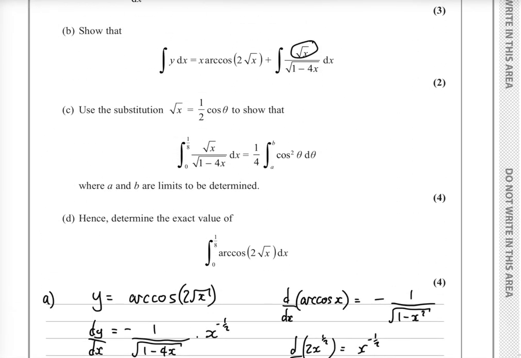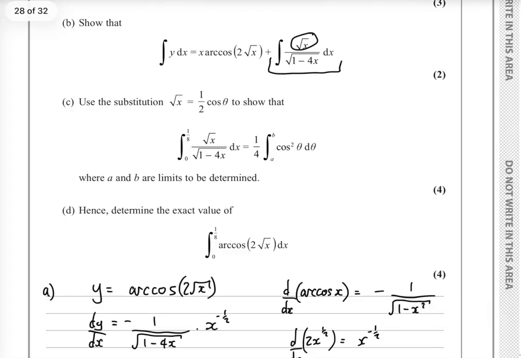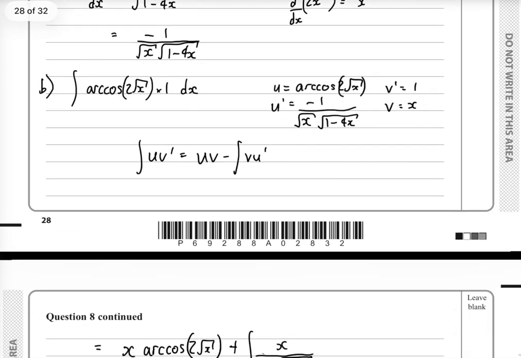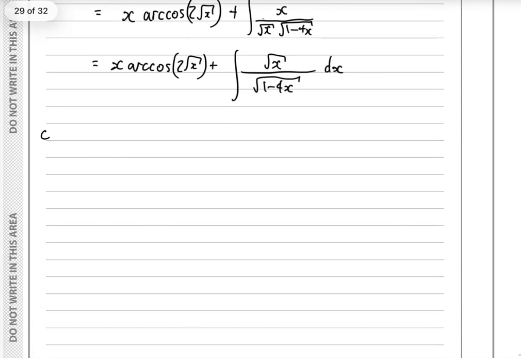Part C, use the substitution root x equals a half cos theta to show that this part, which is just this bit that we're looking at the moment, this thing here is equal to this thing on the right. I'll be honest, if we have to do a substitution, I do like it when they tell you what substitution to use. So it's root x equals a half cos theta.